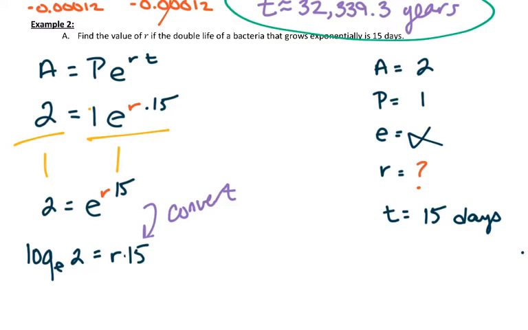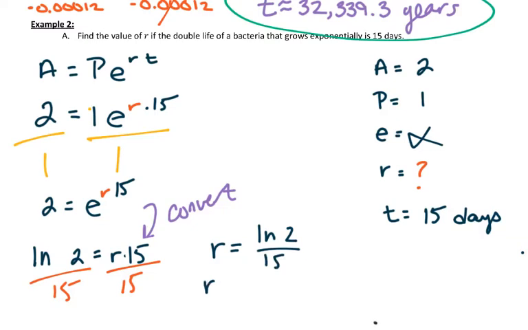Okay. ln is the natural log, so let's go ahead and change that to read natural log. Okay, natural log of 2 is equal to 15R. Then we can divide both sides by 15. So in order to find R, we have the natural log of 2 over 15. And you're going to find that R is approximately 0.0462.